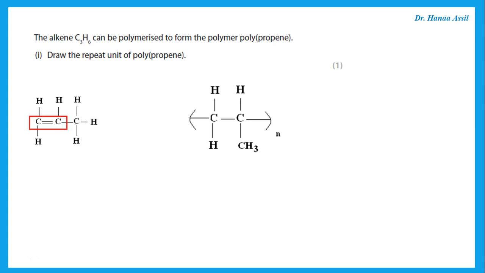And then you look at each carbon. The carbon on the left of the double bond has a hydrogen and a hydrogen. The carbon on the right of the double bond has a hydrogen and a CH3. So this is the repeat unit for polypropene.